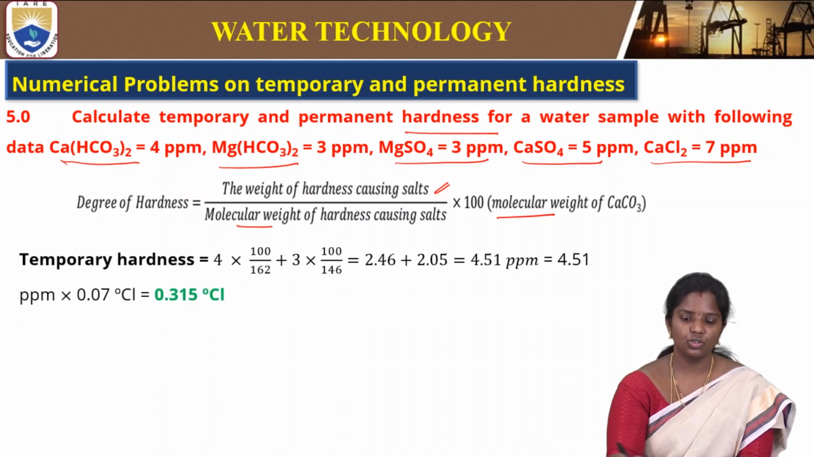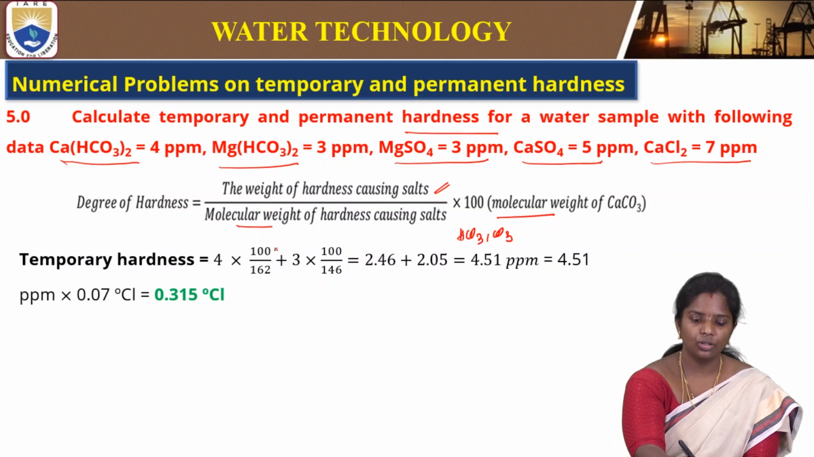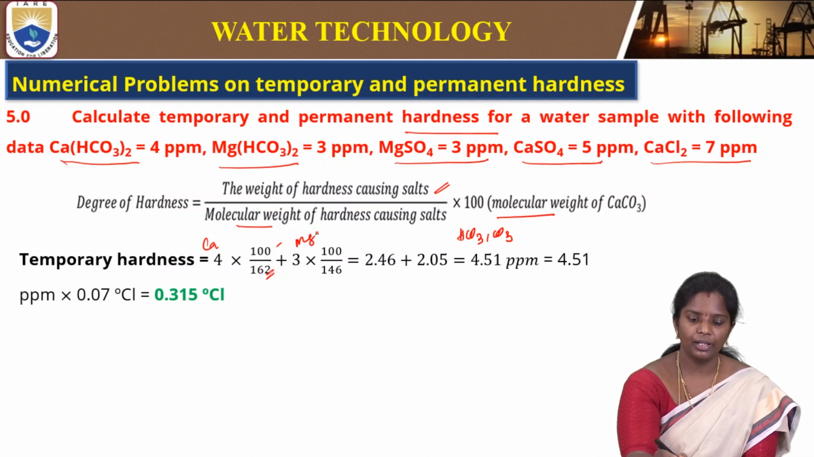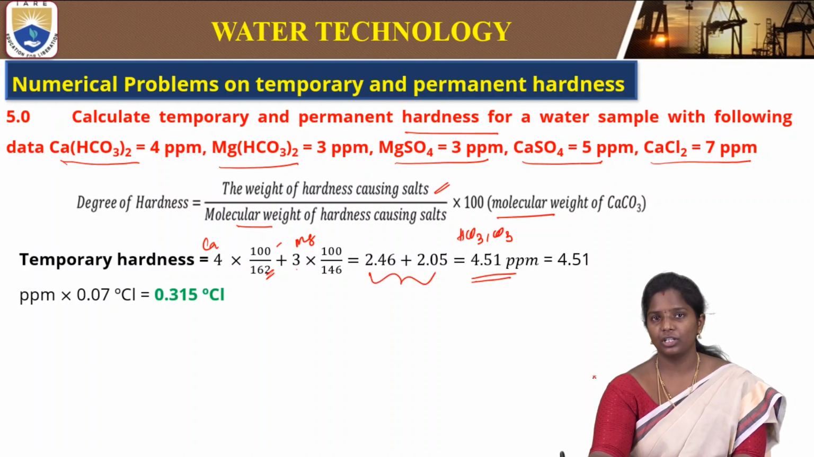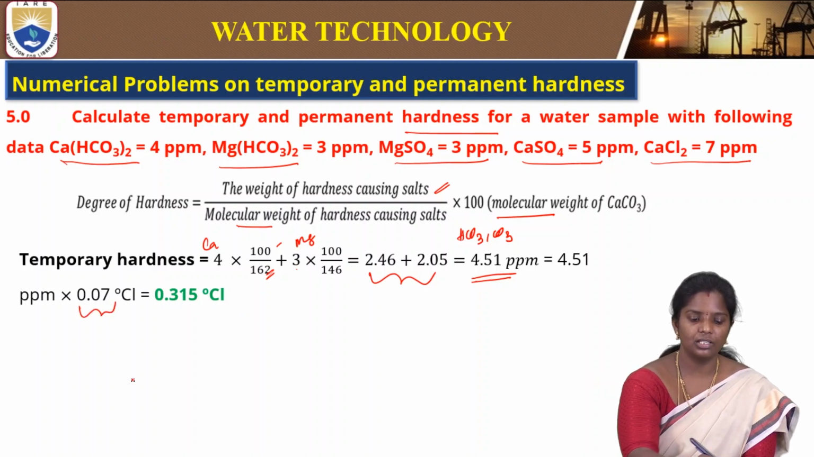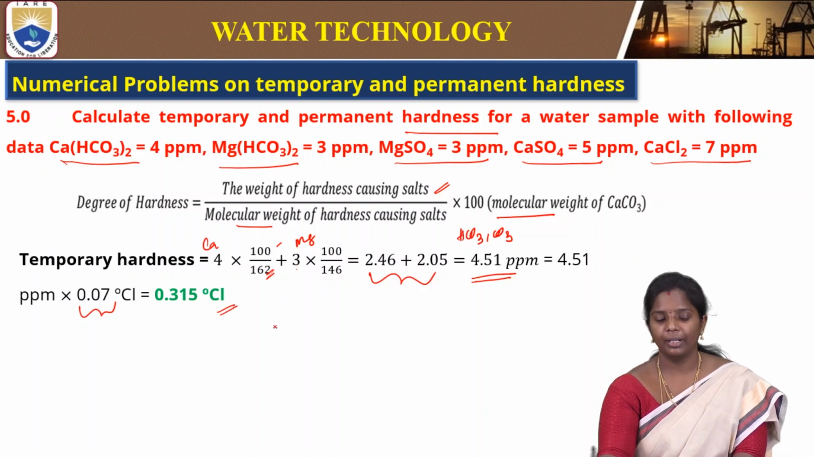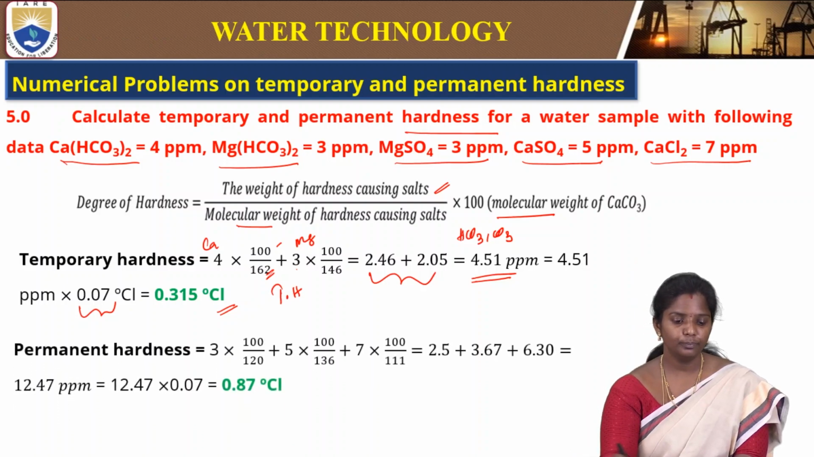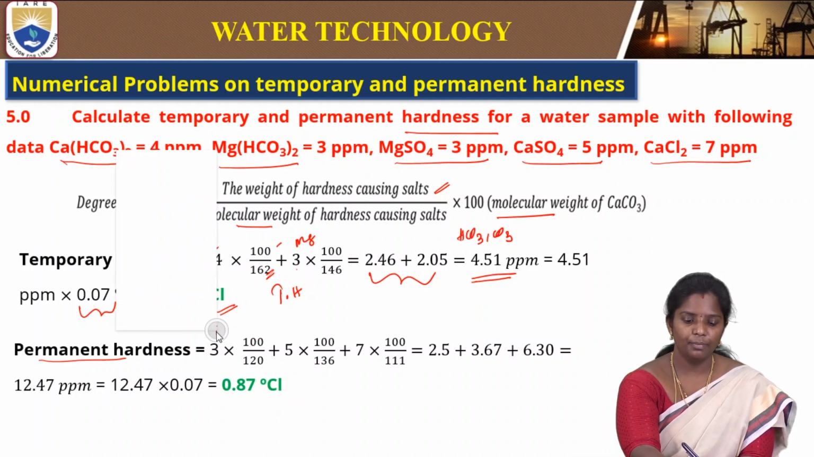Temporary hardness is due to the bicarbonates or carbonates that are present. So 4 into 100 by 162 is the calcium bicarbonate, and 3 into 100 by 146 is the magnesium bicarbonate. After addition we get 4.51 ppm. We convert this into degree Clarke by multiplying with 0.07 and we get 0.315 degree Clarke of temporary hardness. So this is the temporary hardness of the water sample. Next is the permanent hardness. So 3 into 100, this is because of magnesium sulfate.